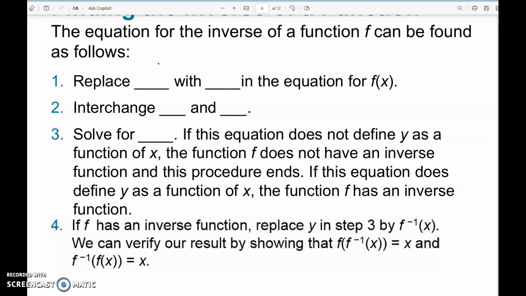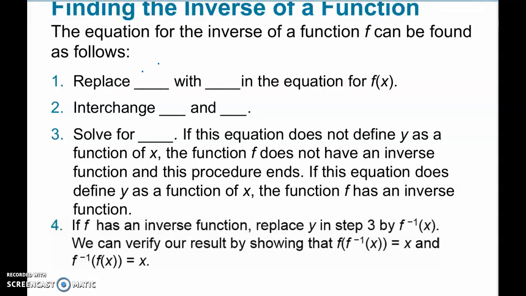In order to find the inverse, we're first going to do step 1, which is to replace this function notation f of x with y. Step 2, interchange the symbols x and y. So interchange the variables. Wherever you have a y, put x. Wherever you have an x, put y. And then I'm going to solve for y. If at this point the equation does not define y as a function of x, then the function f does not have an inverse function and the procedure ends. If it does define y as a function of x, then the function has an inverse function.